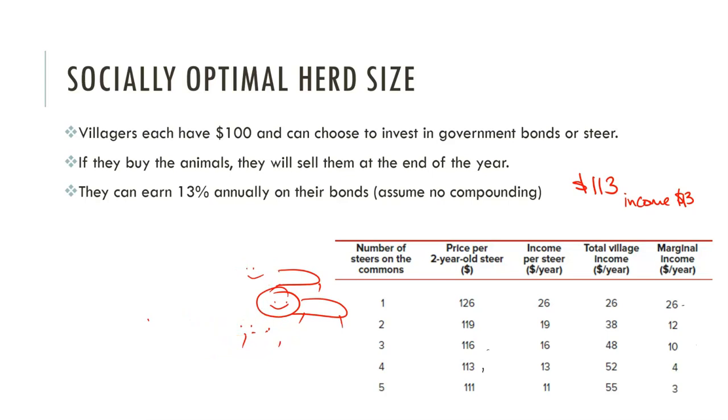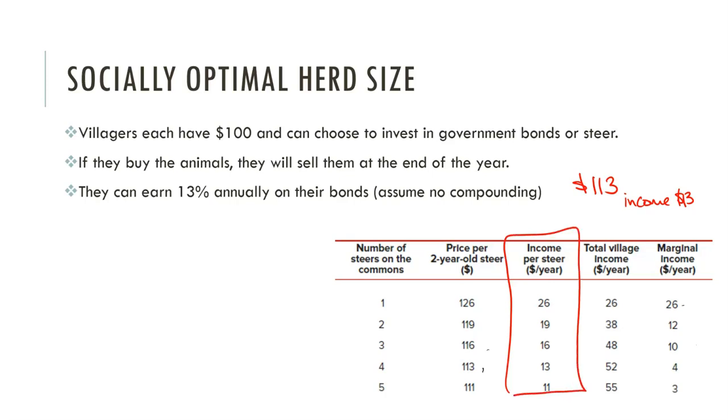So the villagers have to decide, do they want to purchase a steer, or do they want to purchase a government bond? Because they do want to earn income at the end of the year. And so this middle column tells you the income per steer depending on how many there are. So it's between $11 and $26.